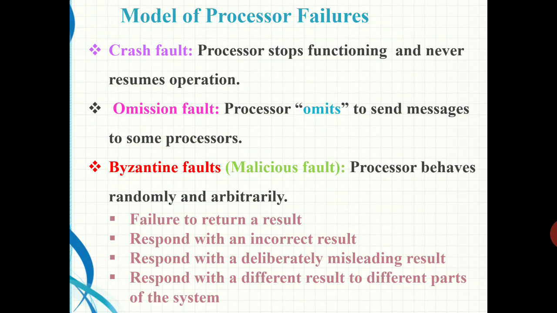Coming to the second fault, that is omission fault. A processor omits to send messages to some processes. That is, it does not send a message. That is called omission fault.